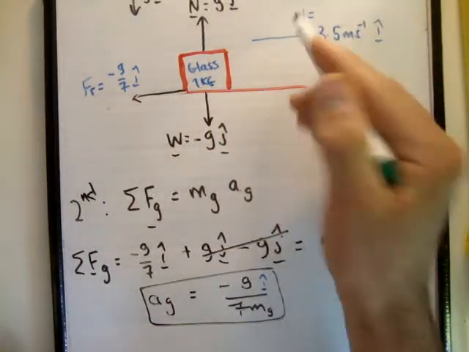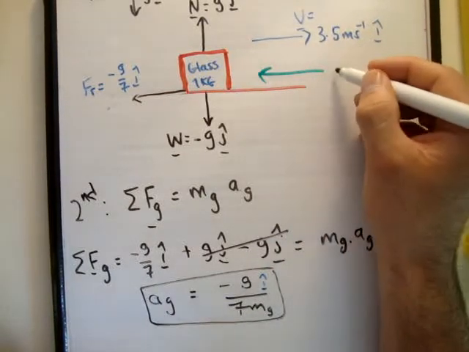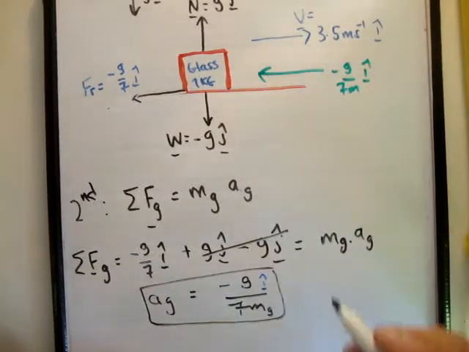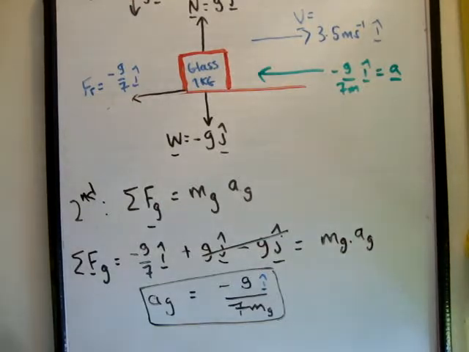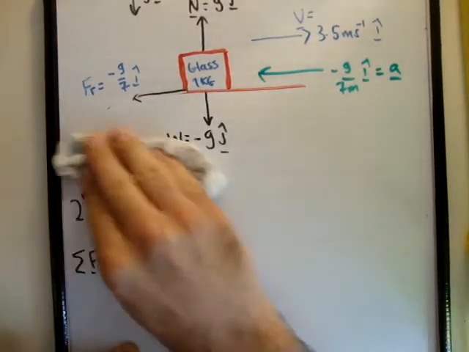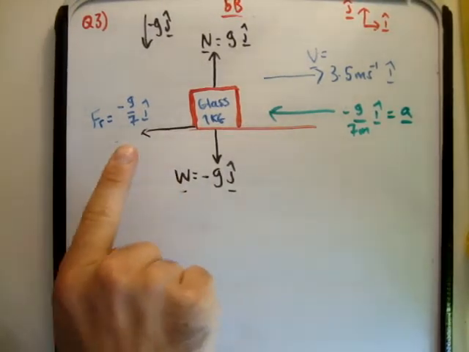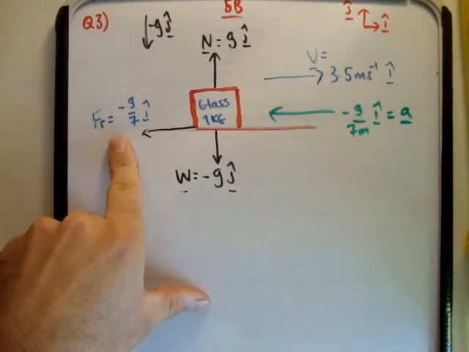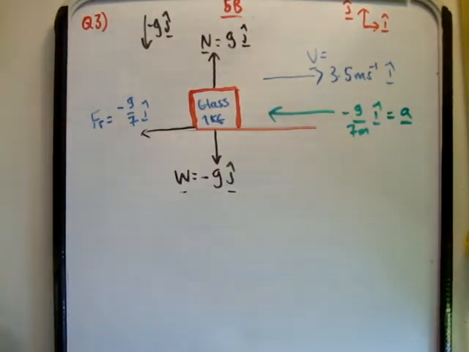It's going in the positive i direction and there's a force acting on it in the negative i direction at minus g over 7m i hat. Like that, and that's equal to a. Now, you need to say to yourself, does it make sense? And yes, it does, because we have nothing forcing or pushing it to the positive i direction, or the right. We only have something slowing it down. So it makes perfect sense that this acceleration is in that direction.